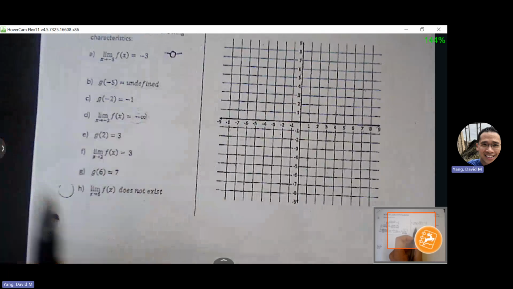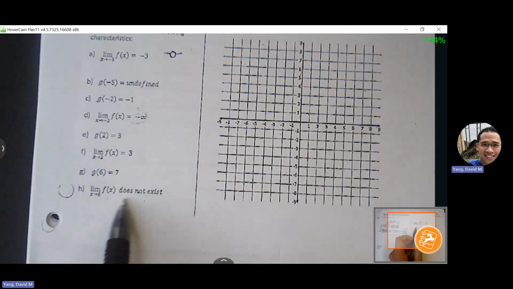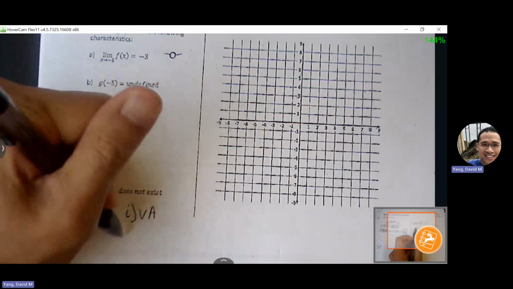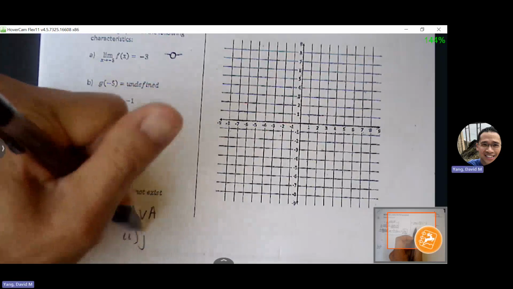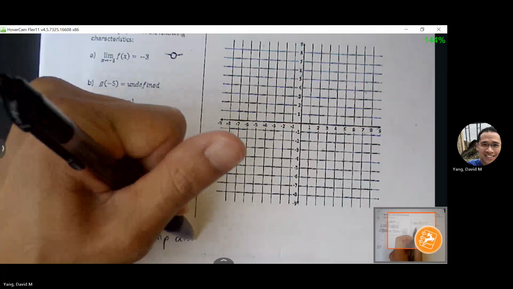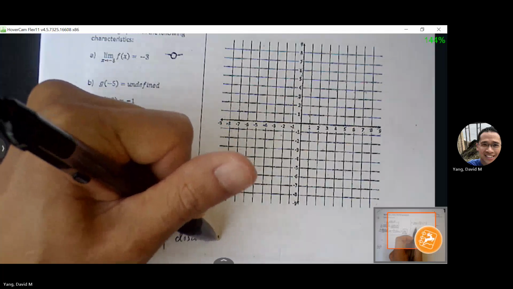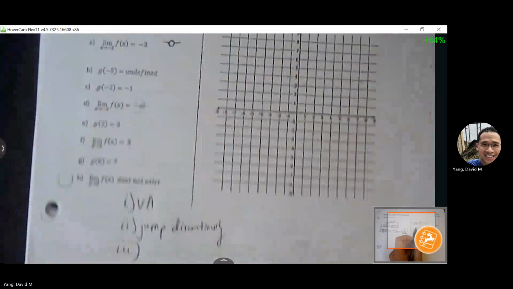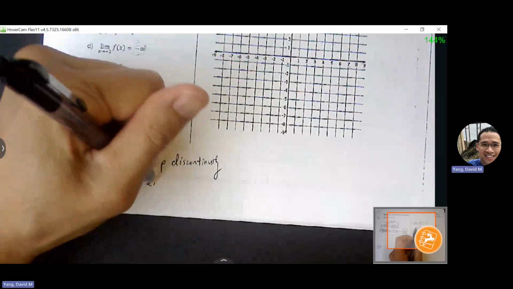And finally, if the limit does not exist, you have a couple of options. You can either make it a vertical asymptote, you can make it a jump discontinuity, or you can make it an endpoint. It's up to you.